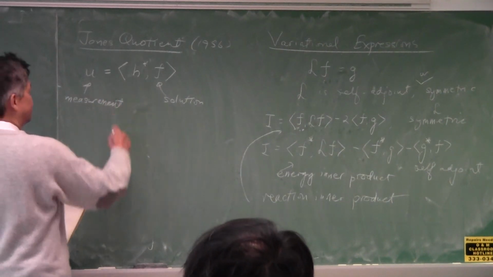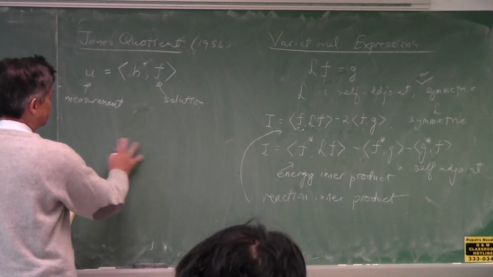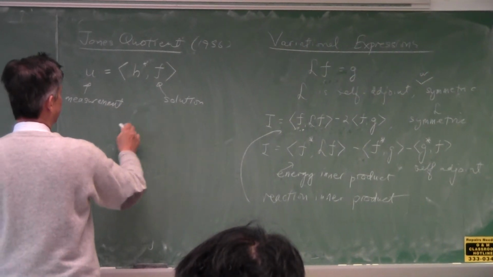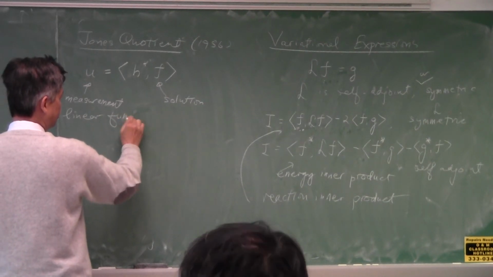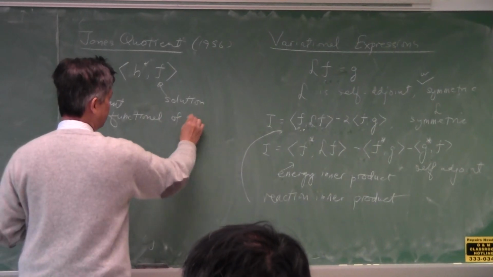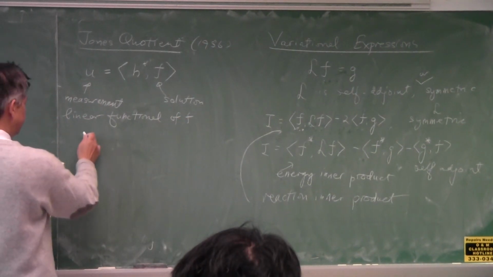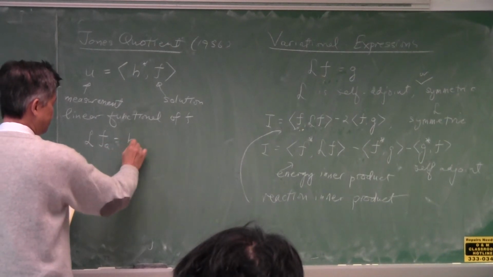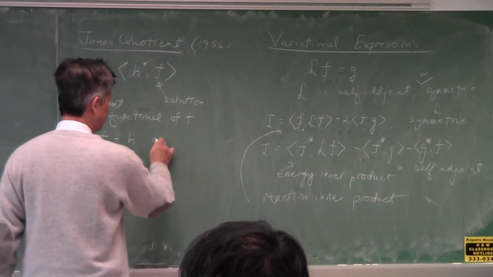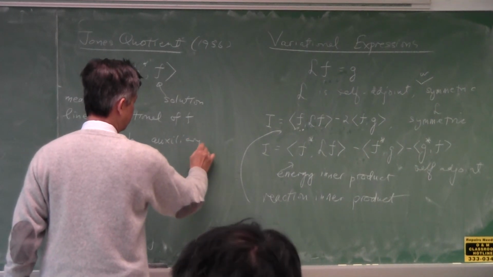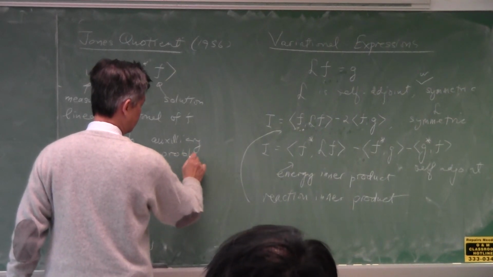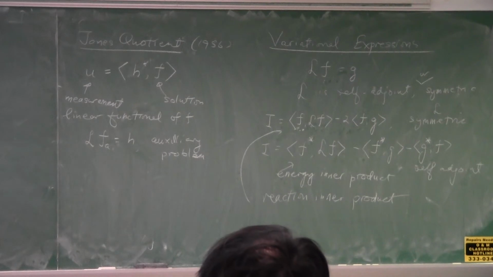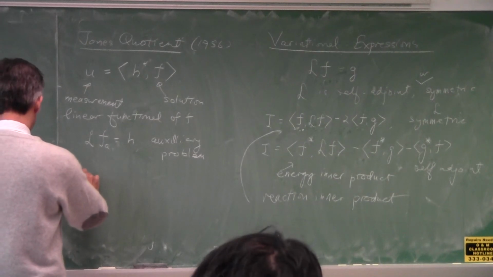So if you can write this as the linear functional of f, you have to define an auxiliary problem. L of f is equal to h. Okay, this I would call the auxiliary problem. Okay. And then I can define a Jones quotient that looks something like this.